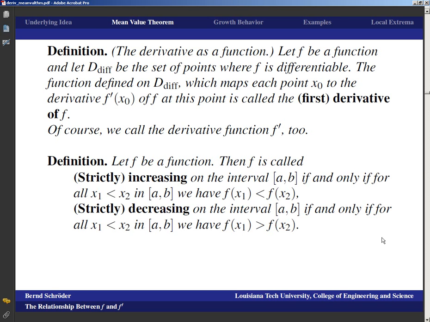And these definitions, I would conjecture, are biased by the fact that in the Western world where these concepts were developed, we are writing from left to right. So for us, if we go from left to right and the values are going up, we perceive that as increasing.